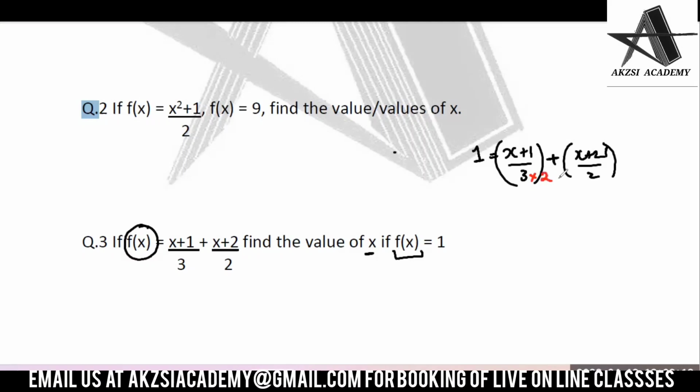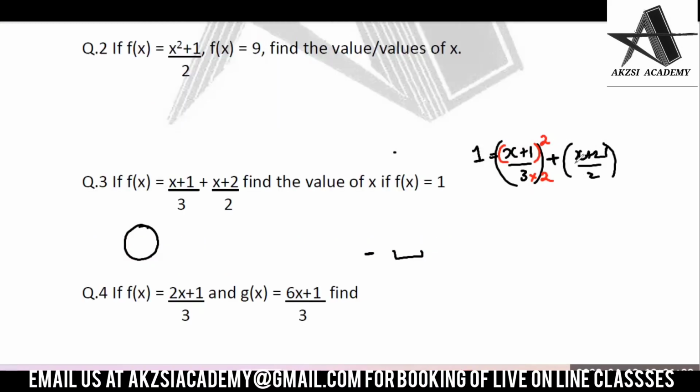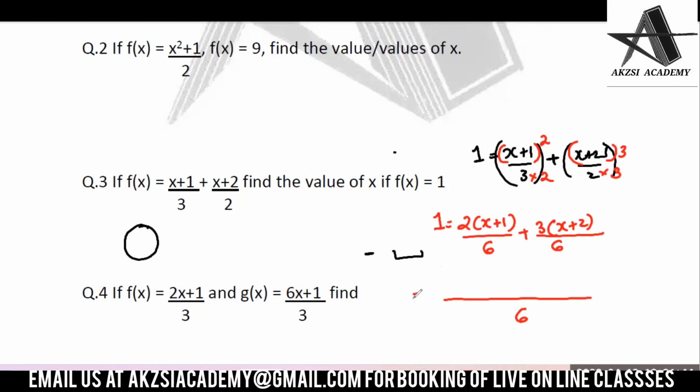Multiply this with 2 to make it 6. And if I'm doing it with the denominator, I need to do it with the numerator as well. Similarly, I need to multiply this with 3 and the upper part with 3 as well. So this will become 1 is equal to 2 times (x plus 1) over 6 plus 3 times (x plus 2) over 6. Or I can take the common denominator and expand the bracket. 2 times (x plus 1) is 2x plus 2, plus 3 times x, 3x, plus 3 times 2 is 6. 2x plus 3x is 5x. 6 plus 2 is 8, over 6.